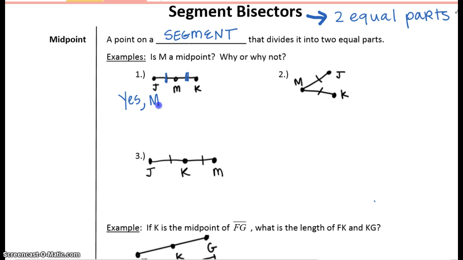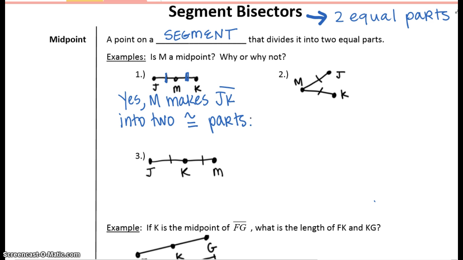Yes, M makes JK into two equal or congruent, I'm going to draw the congruent symbol, parts. Two congruent parts. Okay? Let's look at number 2.